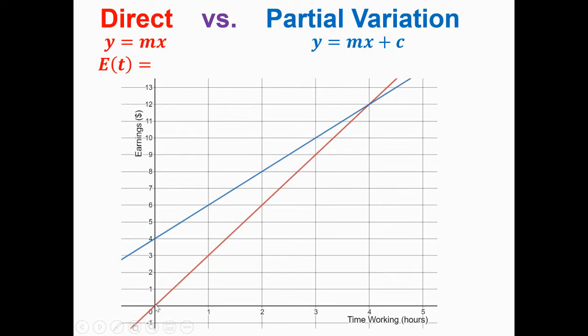Well, looking closely here, we can see for 1 hour, $3. For the next hour, another $3. So our slope is 3 over 1. So the equation must be 3t, using t for time here on the x-axis.